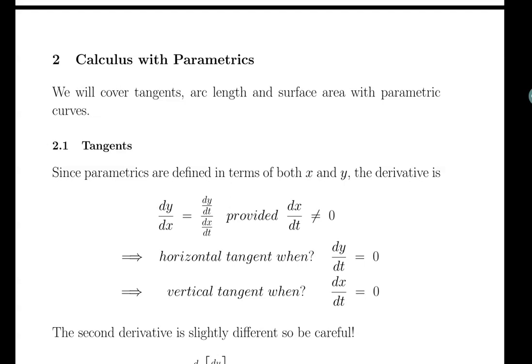So let's first talk about the idea of tangent derivative and second derivative. So again, parametrics are defined in terms of some other parameter. Let's talk about t. So x is in terms of t, y is in terms of t. So the derivative, dy dx, as always, is going to just be dy dt over dx dt, because y and x are both in terms of t. Of course, provided the bottom is not 0. A horizontal tangent is when the top is 0. Vertical when the bottom is 0.